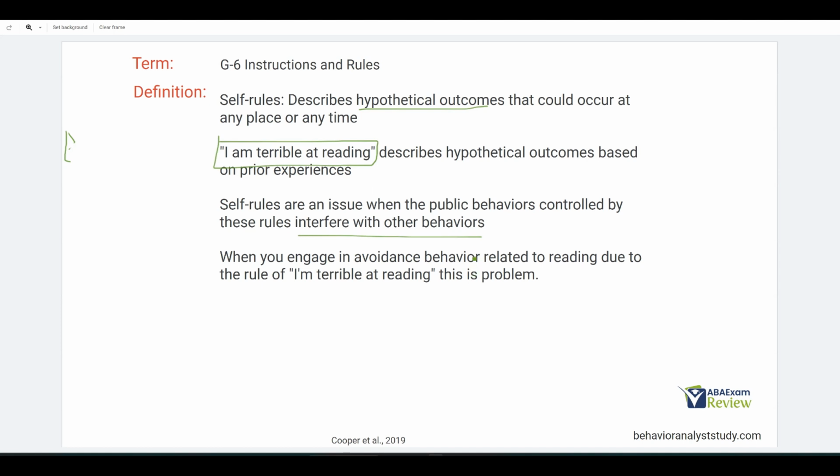And so typically, self rules are reinforced by negative reinforcement because you can avoid situations or escape situations based on your self rule. So if you engage in avoidance behavior related to reading due to the rule, well, obviously that is an issue.